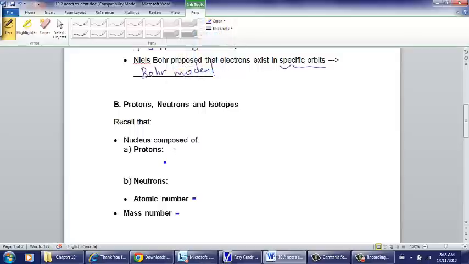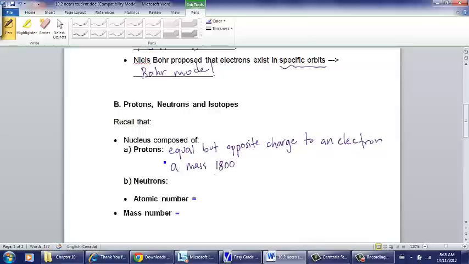So protons have equal but opposite charge to an electron. And compared to an electron, they are huge. They have a mass that is 1,800 times greater than an electron.